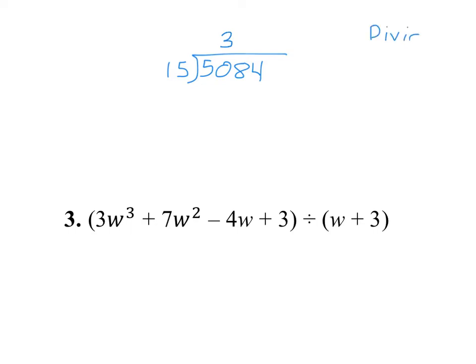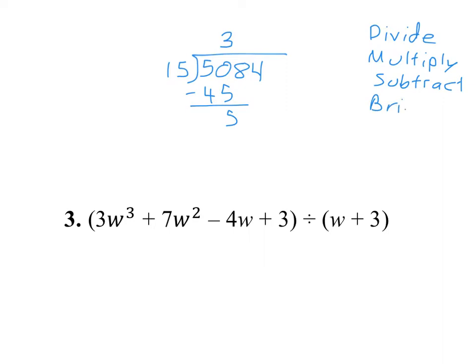Step 1, divide. And then you multiply. 3 times 15 is 45. Then you subtract. 50 minus 45 is 5. And then you bring down. So we bring down the 8. Now we start over. So it's divide, multiply, subtract, bring down.